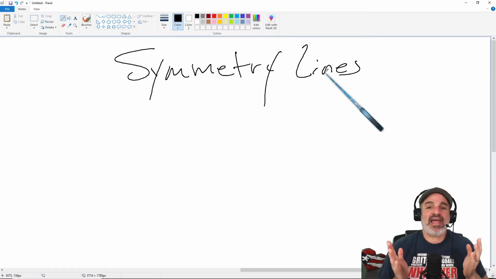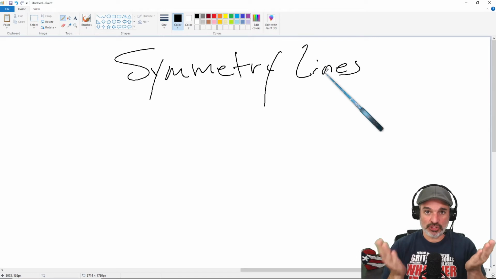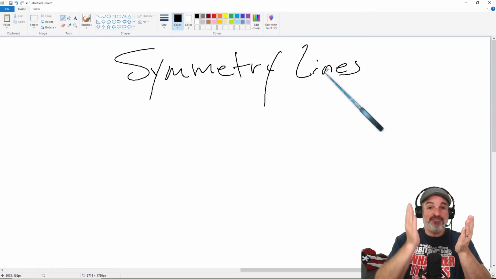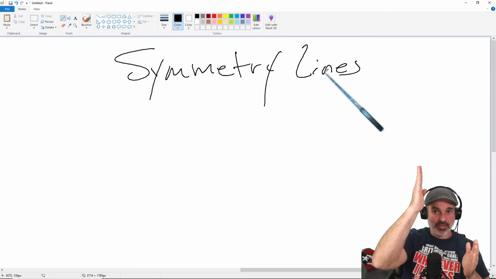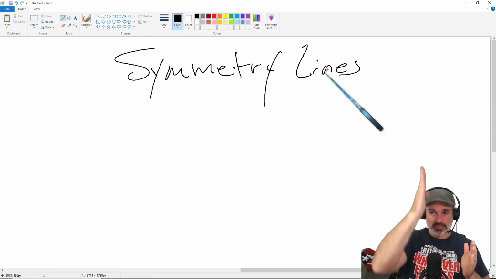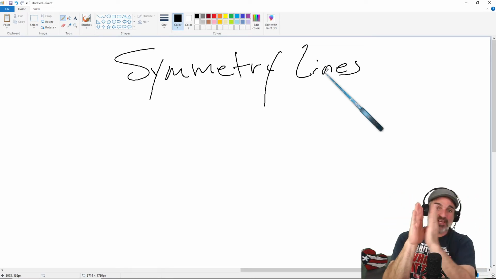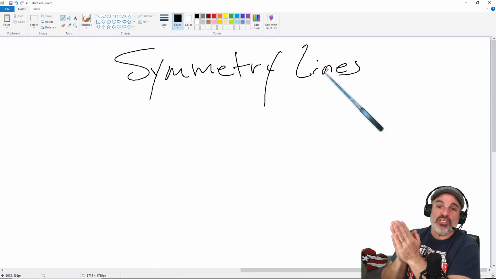Okay, so we learned in class, and we spent a whole day learning, that a shape that has symmetry means that two sides of that shape are mirror images of each other. That means that if you draw a symmetry line through a part of the figure and fold that figure along that line, you're going to have two equal parts.